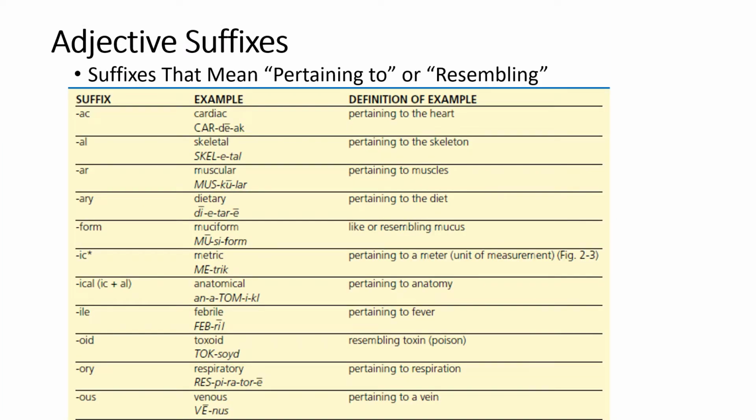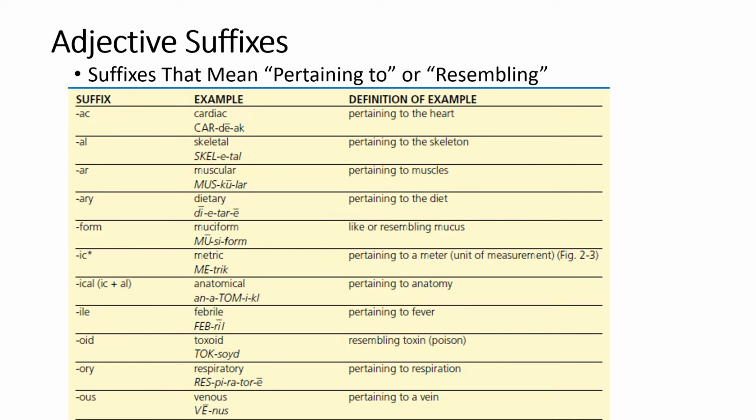So now we move to the adjective suffixes. In this table, we are seeing the suffixes that mean pertaining to or resembling. All of these suffixes mean pertaining to or resembling. The suffix ac, when combined with cardi, is cardiac, which means pertaining to the heart.